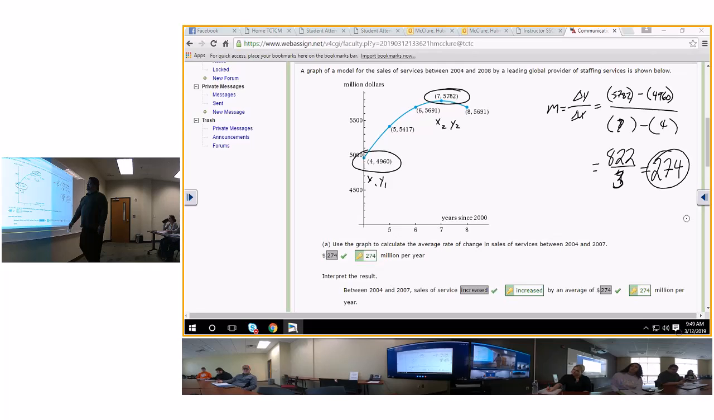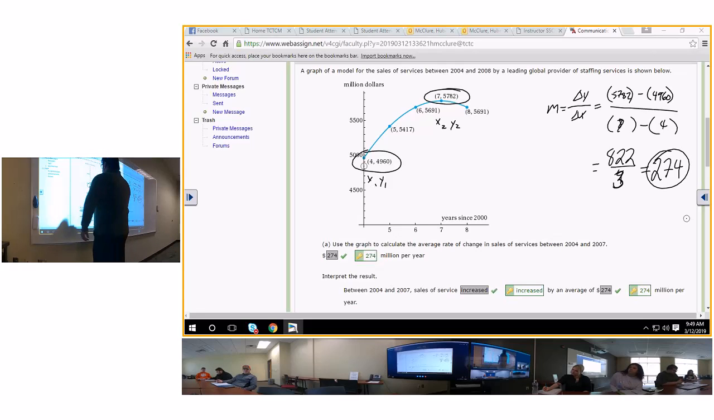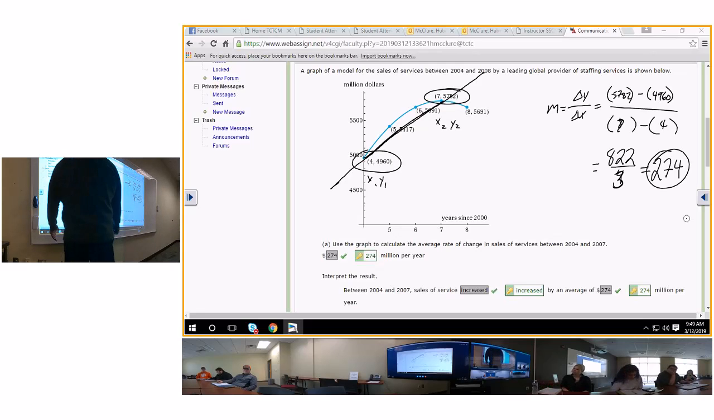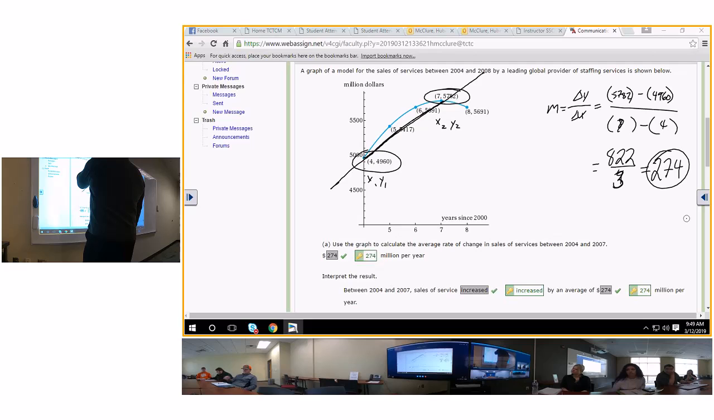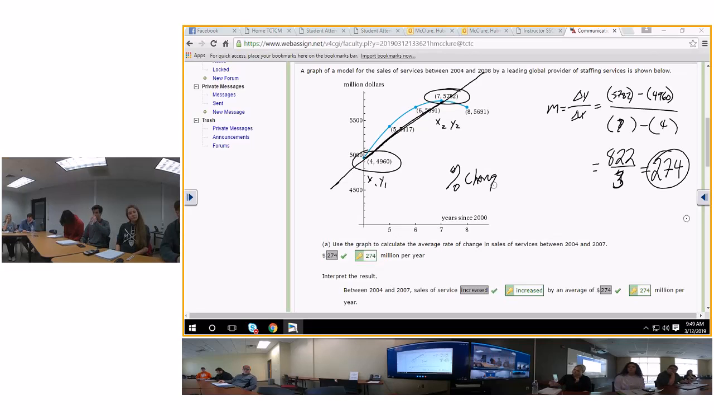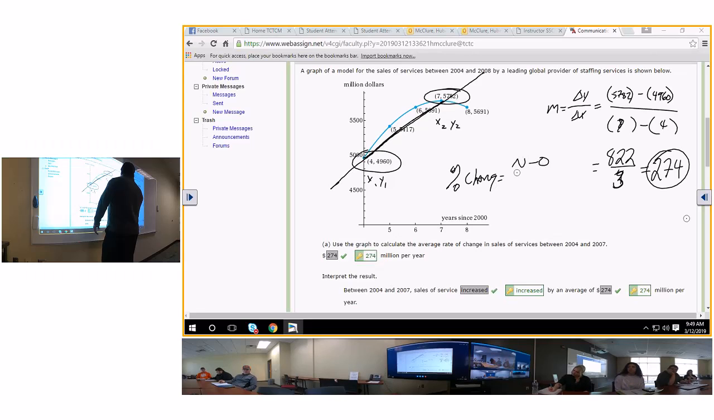Now that is the slope. The slope is not the same as the rate of change, as the increase. All right, there's the line right there that we just drew. And the slope of that line is 274 over 1. Okay? Now, you can find new minus old over old. That's your percent change. And if you need a percentage, multiply that by 100.